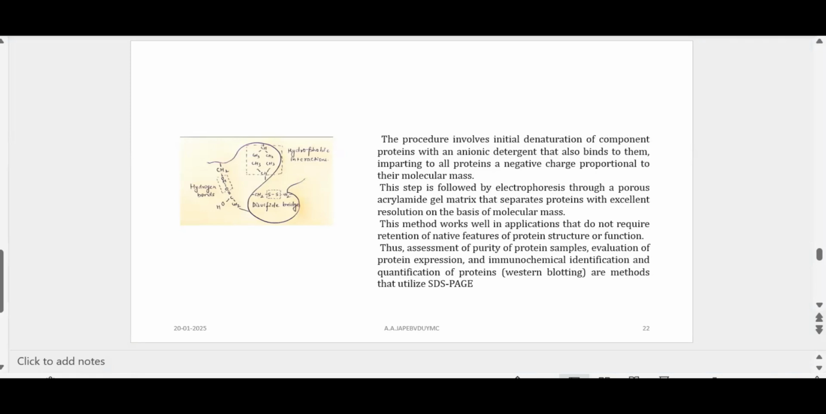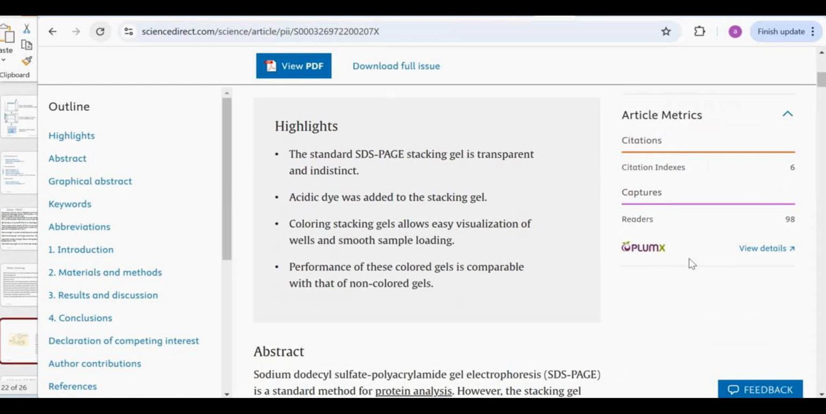Now here I want to share some research paper with you that is telling you about separation of different proteins using gel electrophoresis system. Just give me a second. How you can analyze the components that I wanted to share with you. Just a second.